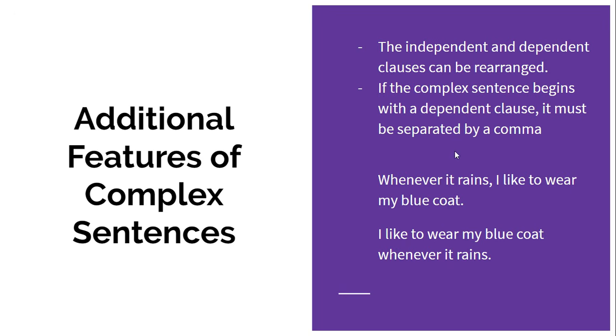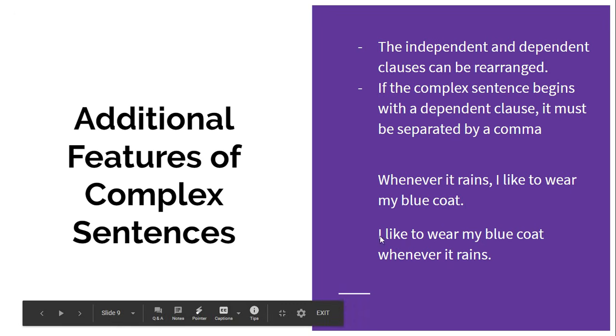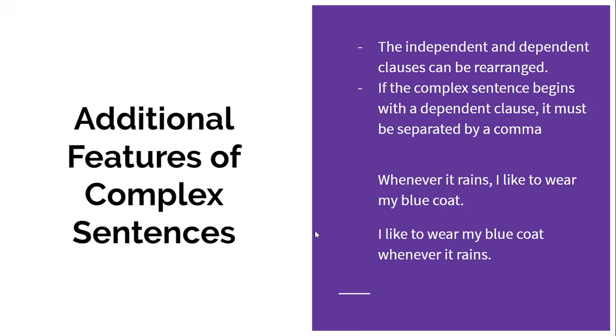Okay? My independent clause is I like to wear my blue coat because it can stand alone as a complete sentence by itself. Whenever it rains, this whenever right here, this conjunction is telling us that there's more coming. So this is a dependent clause. So again, when the dependent clause comes first, we need a comma. When the independent clause comes first, we do not.